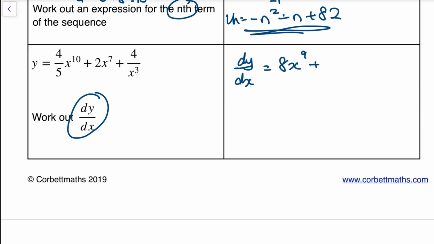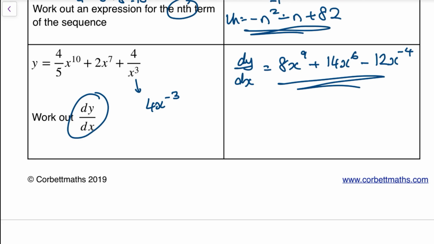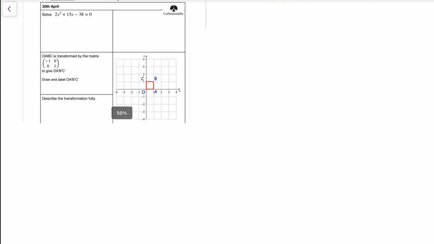Plus, bring down the 7. 7 times 2 is 14. So 14x to the power of 6. Now, this one, I should have written this before, but let's write it now. So this is 4x to the minus 3, which means it's minus 12x. Not to the minus 2, but minus 3 minus another one is minus 4. And that is the last question of this month.